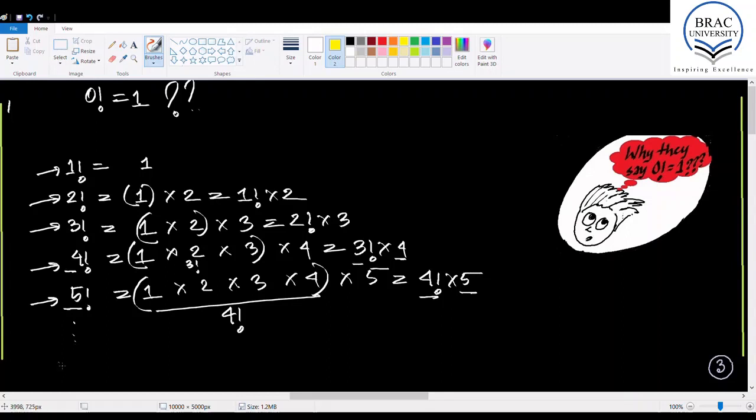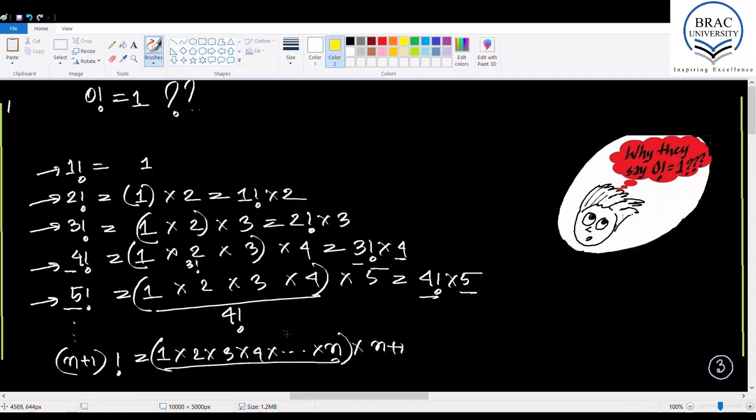So if the number is n plus 1 factorial, what will we write? We'll write that this is equal to 1 into 2 into 3 into 4 up to n into n plus 1. So we can separate this part, and this is equal to n factorial. So we can write it like n factorial into n plus 1, right?